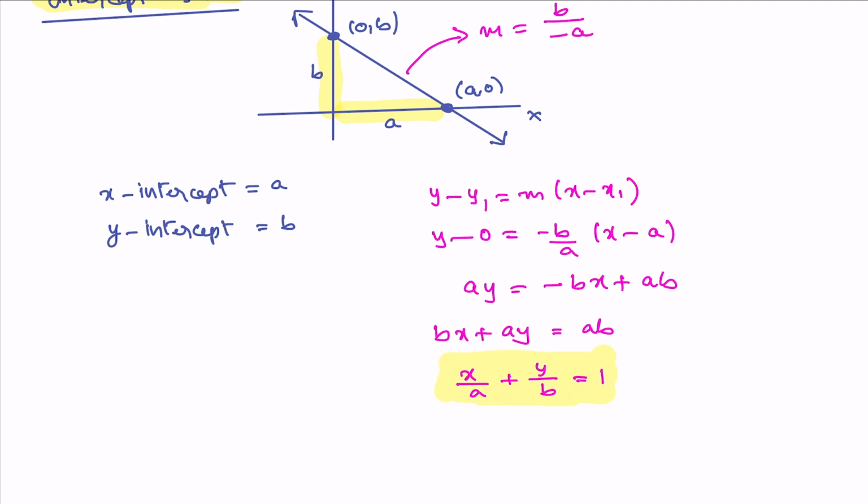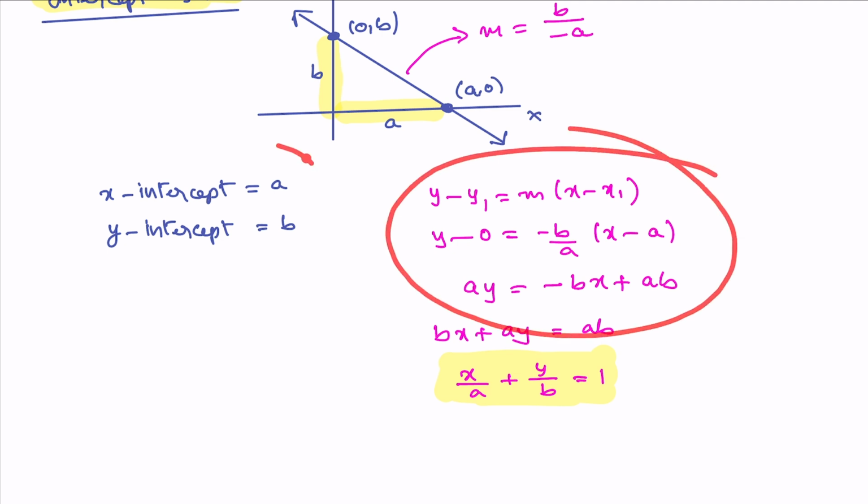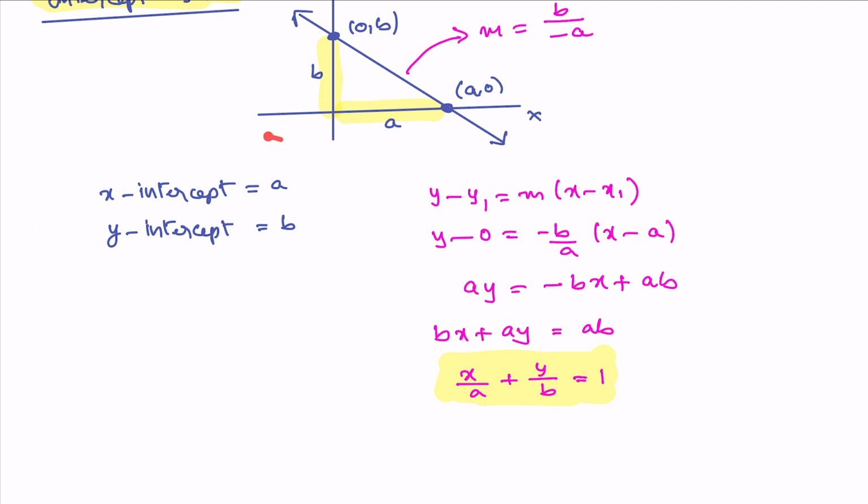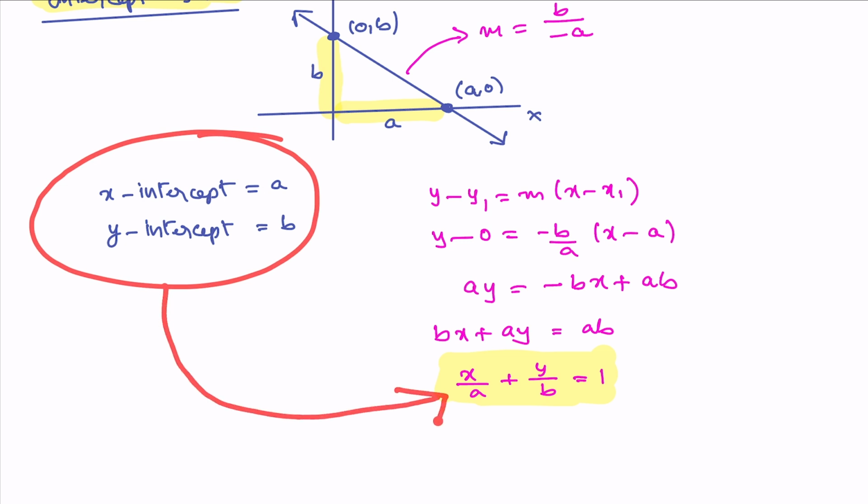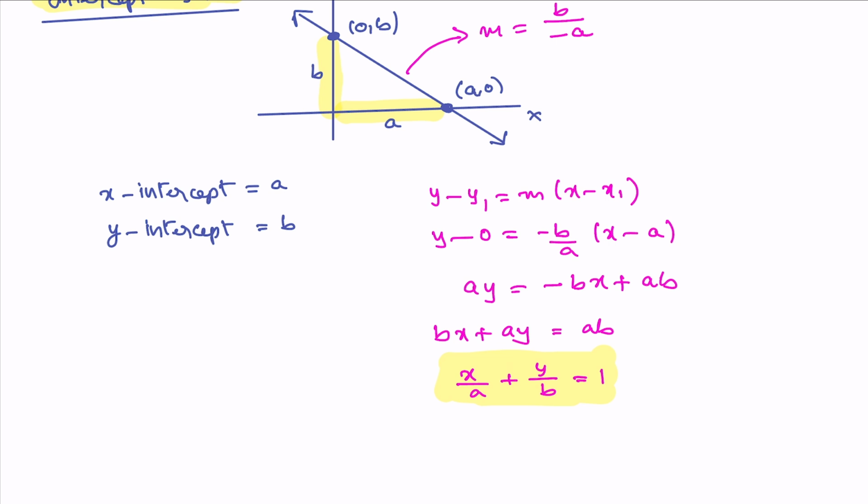So, there is no need of doing all this procedure whenever they give x-intercept and y-intercept. They give x-intercept is a, y-intercept is b. They are asking what is the equation of the line. x by a plus y by b is equal to 1. x by a plus y by b equal to 1 is the equation of a line when we know its x-intercept and y-intercept.